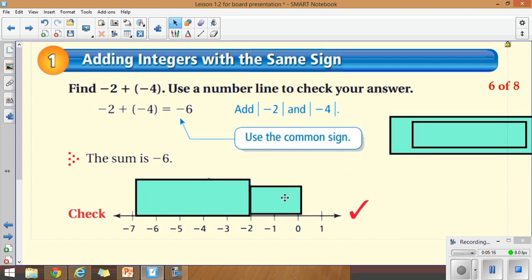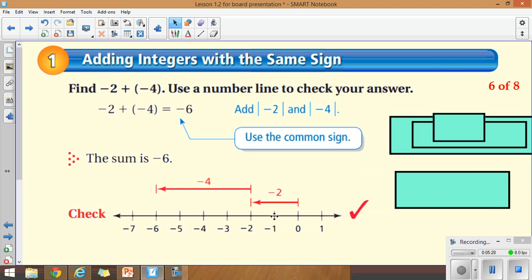Using a number line, we're going to start at 0. We're going to move left 2 units. And we're going to continue to add to that 4 more units. So from -2, we count left 1, 2, and we continue adding negatives 4 more units, 1, 2, 3, 4, and that gives us a result of -6.